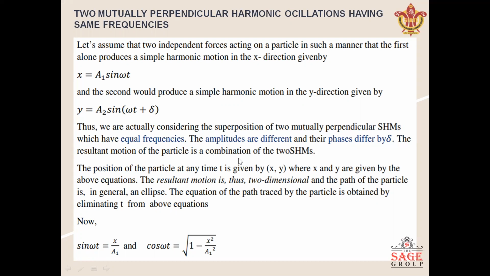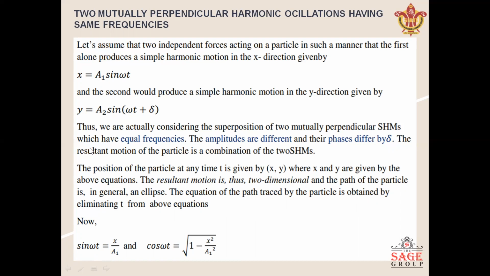The resultant motion of the particle is a combination of the two simple harmonic motions, in the x direction and y direction, or I can say perpendicular directions. So the position of the particle at any time t is given by x comma y, where x and y are given by the above equations. The resultant motion is thus two-dimensional, and the path of the particle is in general an ellipse. The equation of the path traced by the particle is obtained by eliminating t from the above equations.